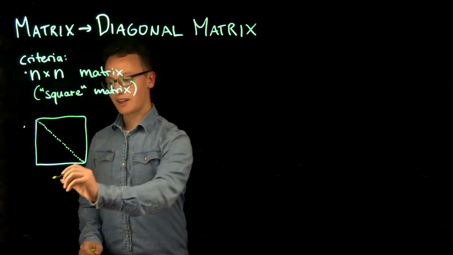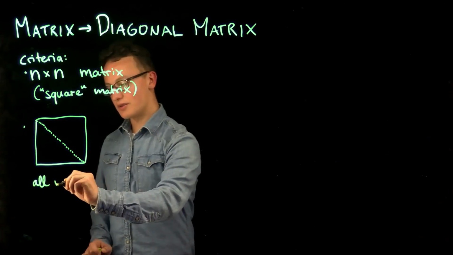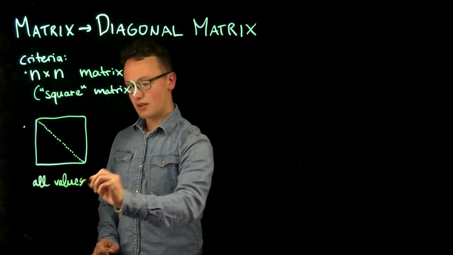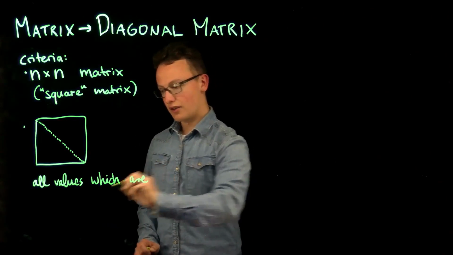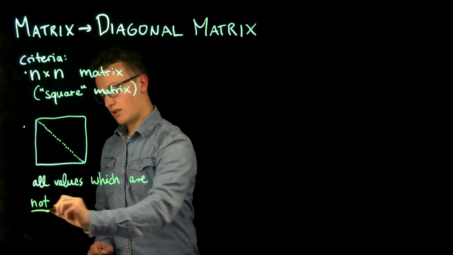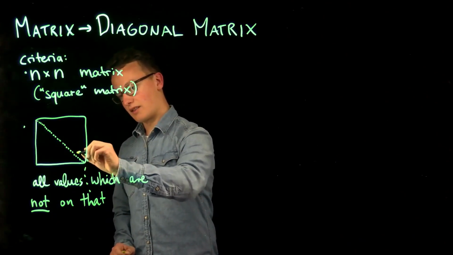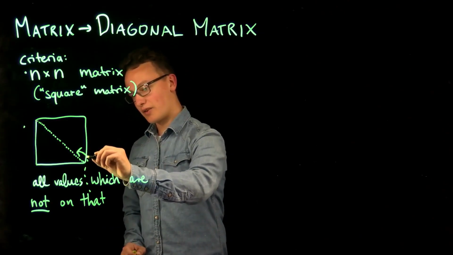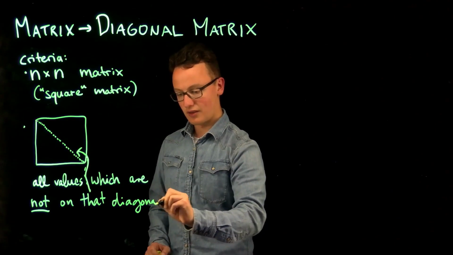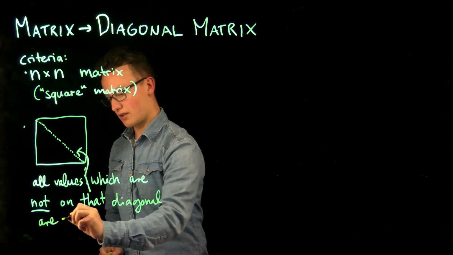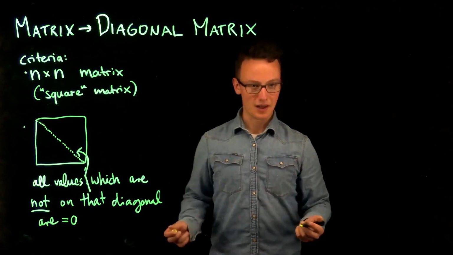And so basically the second criterion says that all values in this matrix which are not on that diagonal, this one, all of those will be equal to 0. So what is an example?